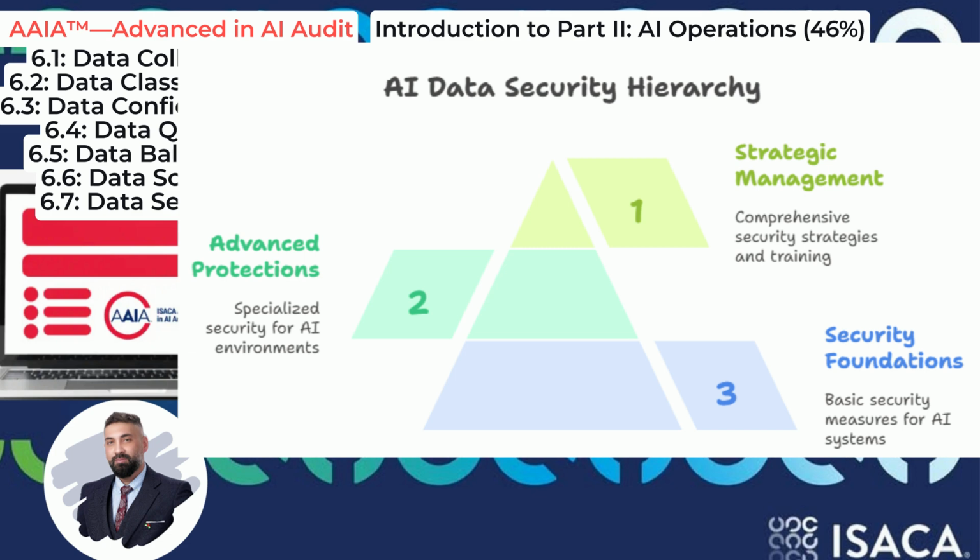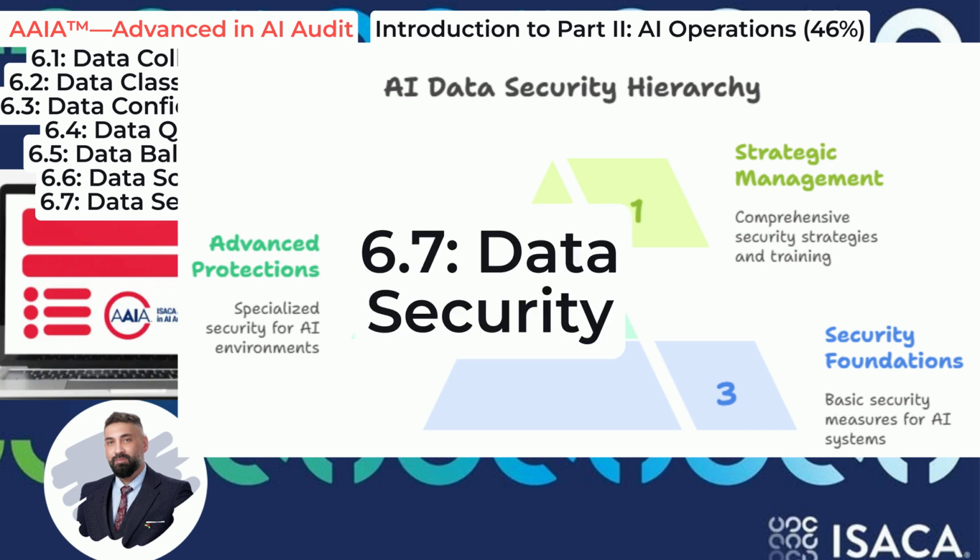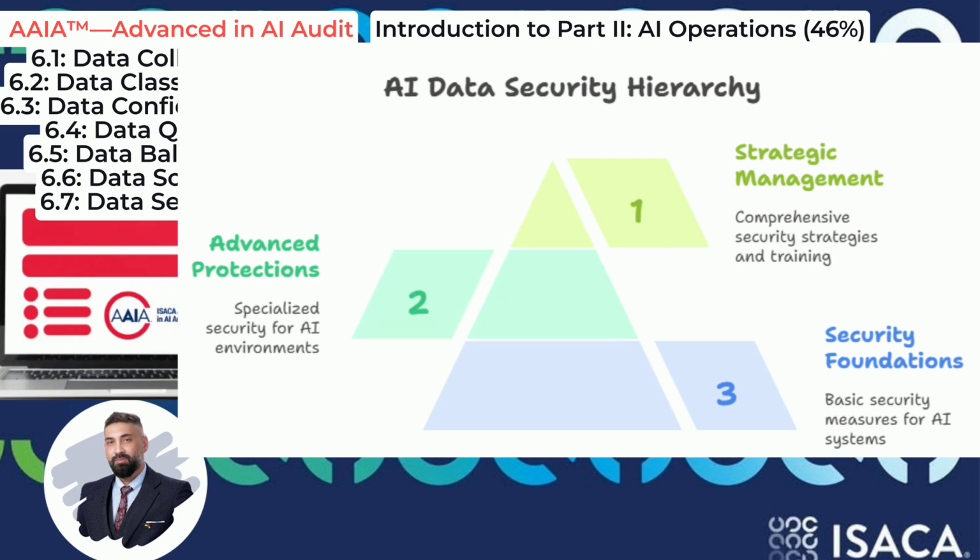Start with what you have, build an initial model, and iteratively improve it as more data becomes available or as you refine your techniques. Finally, let's address section 6.7, data security in the context of AI. Data security for AI involves protecting all AI-related data, including training data, validation data, test data, and data processed by live AI systems throughout its entire life cycle.